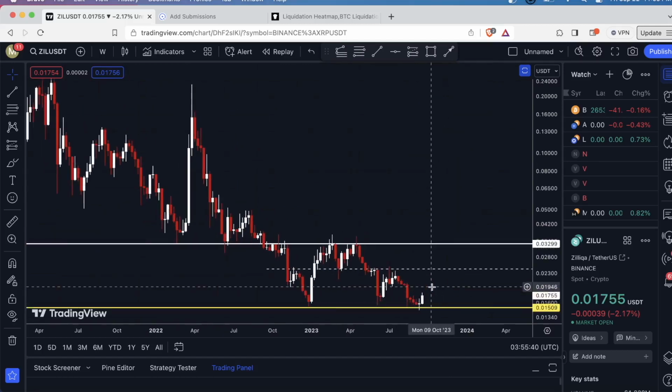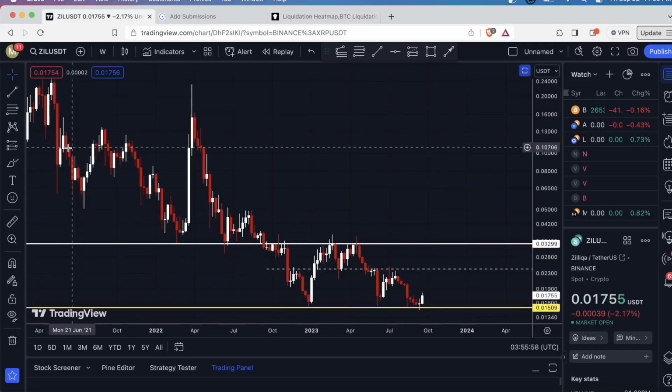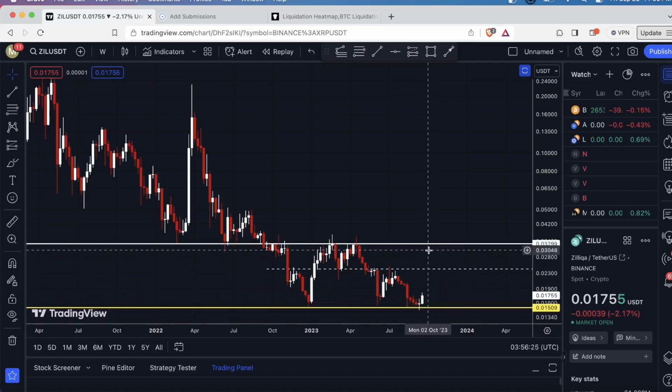So the play here would be maybe to take a long and place a stop loss below this wick right here. I've already mapped it out with the long calculator, and just to put a stop loss here, it's actually risking about 18%. But if the trade works out and you're able to take profits right at this resistance at the upper range, it's going to give you about 85%. So this trade here is almost a 1 to 5 risk reward ratio.